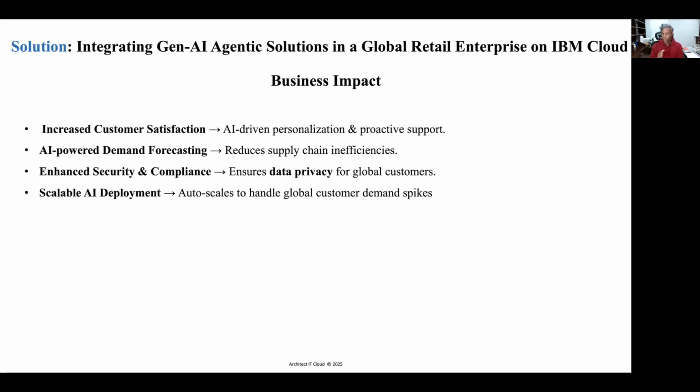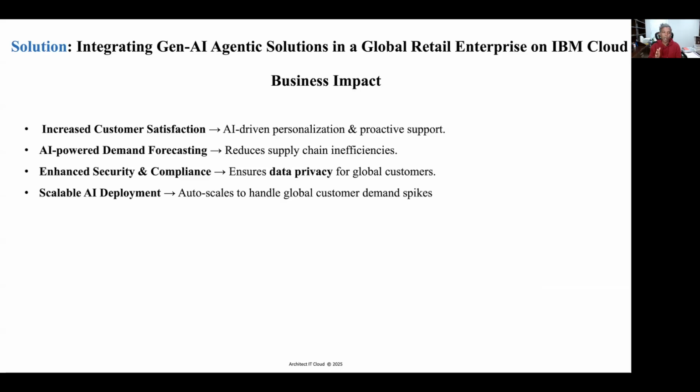After implementing the solution, since you have the curated data and your generative AI solution is helping to solve the issues efficiently and effectively, it will increase the customer satisfaction. That is the first business impact. And also, second, since we are using generative AI to predict the supply and demand, and also we know the in-stock and overstock issues, we can reduce the supply chain inefficiencies. That will improve the AI-powered demand forecasting. So that is another business impact.